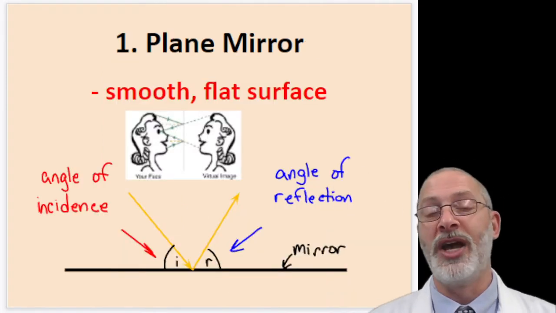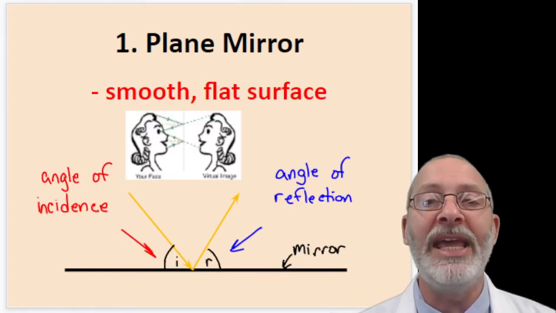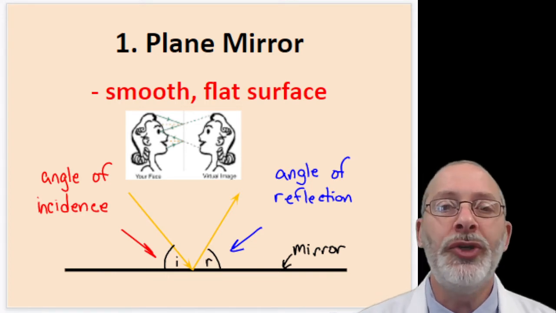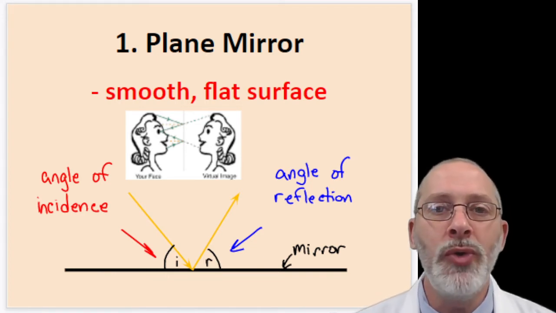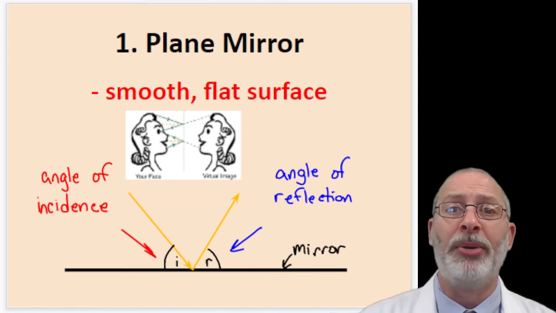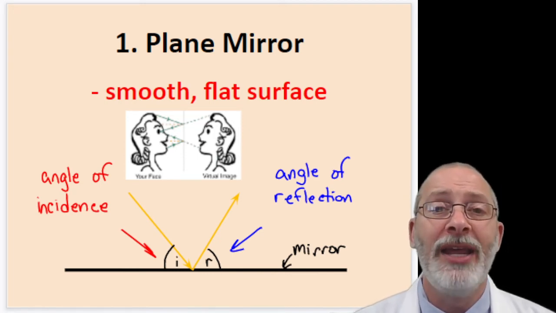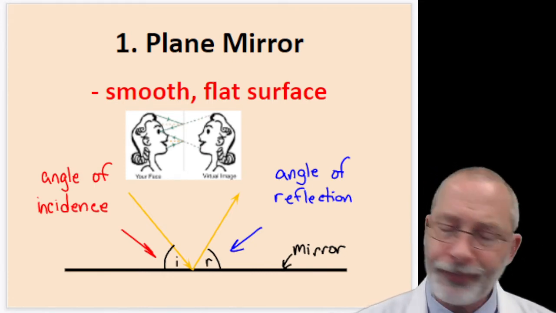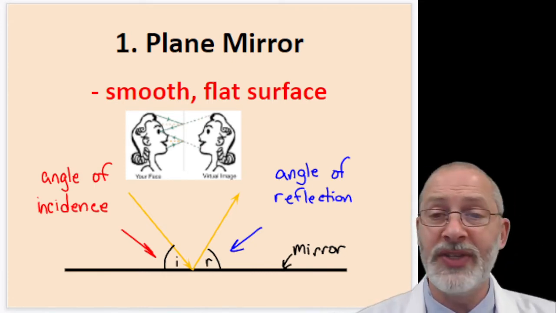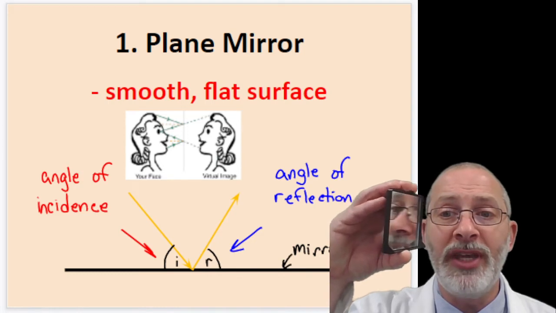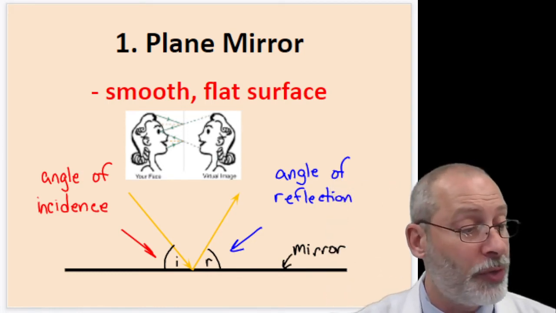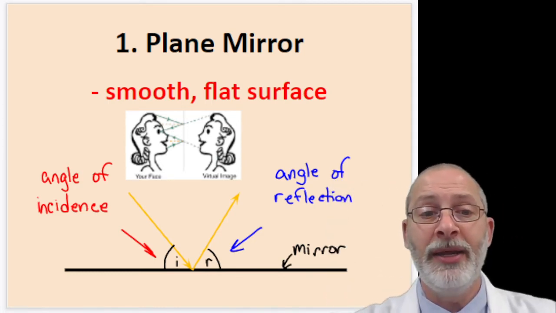So let's focus on the first one, plane mirrors. These are the ones that you are probably most familiar with. The plane mirrors are a smooth, flat surface. We've already made reference to these. I've already shown you one of these. You're going to be playing around with one of these, the plane mirror.